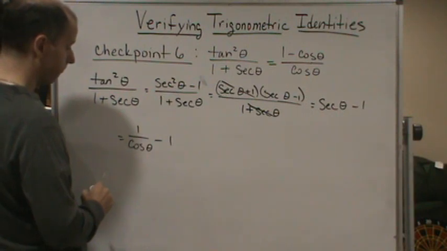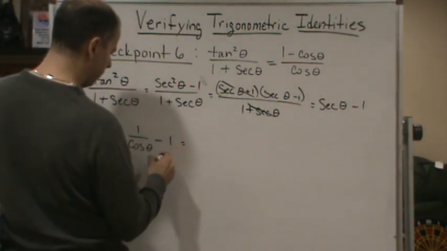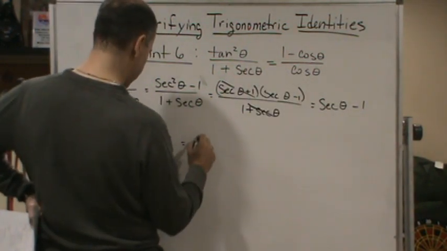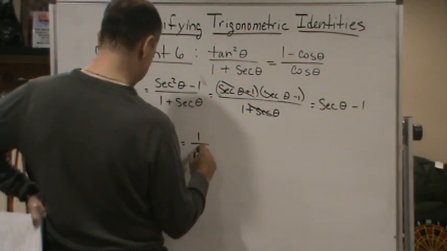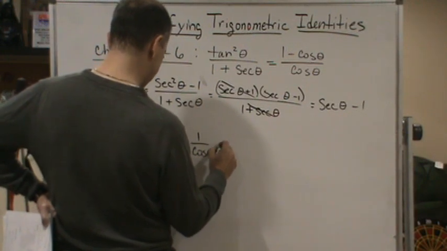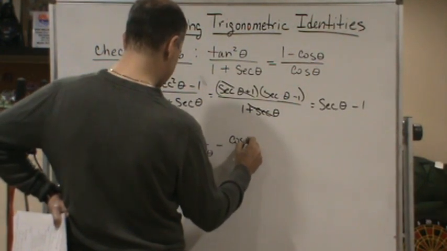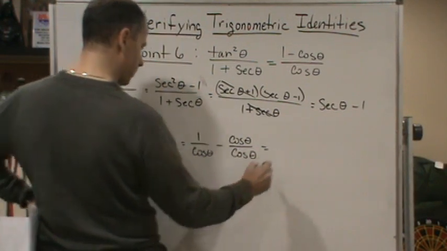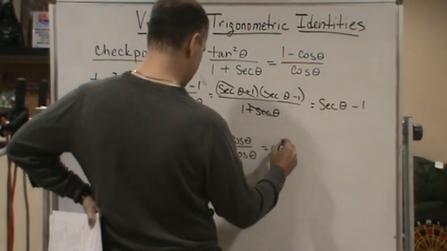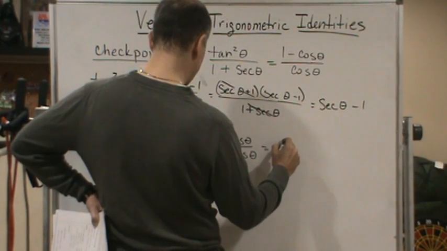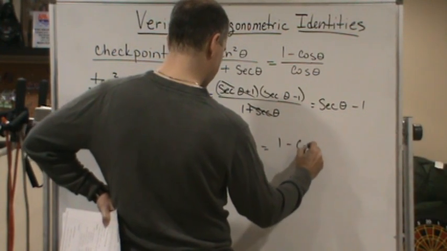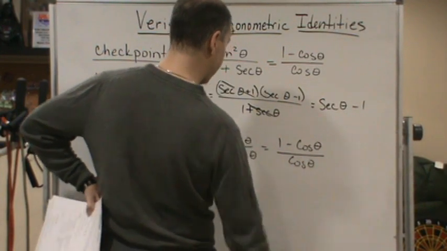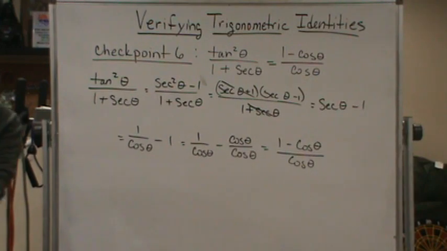Now all I have to do is multiply the top and the bottom by cosine to get a common denominator. So this will become 1 over cosine theta minus cosine theta over cosine theta, which is equal to, now combining the fractions into one fraction, 1 minus cosine theta over cosine theta, which is exactly what the goal was.